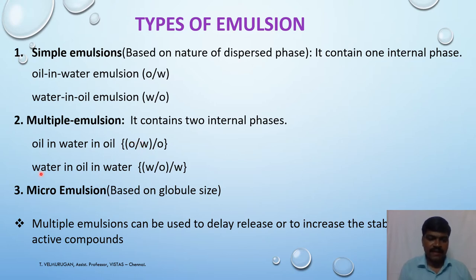The second one, water in oil in water emulsion. See, first you have to consider water in oil and water emulsion. This is called multiple emulsion because they have two internal phases. Next, micro emulsion. Based on the globule size, we can call it micro emulsion. Next, multiple emulsion can be used to delay the release or to increase the stability of the active components.